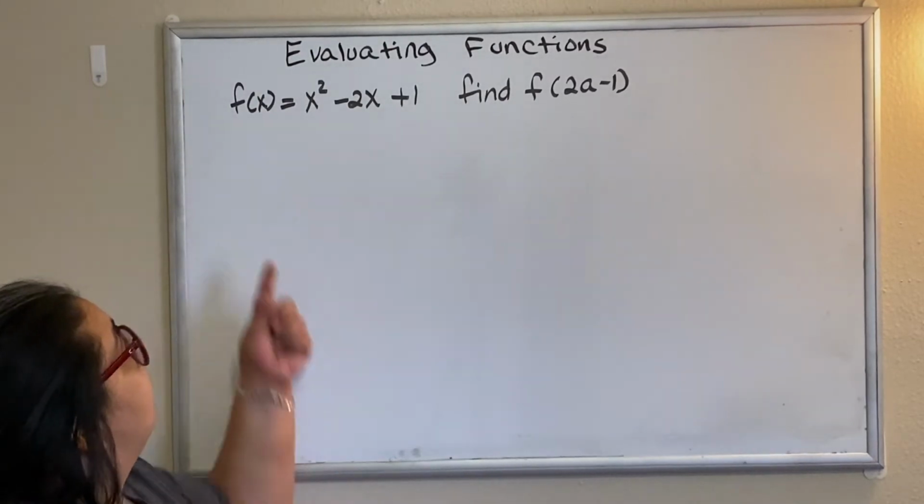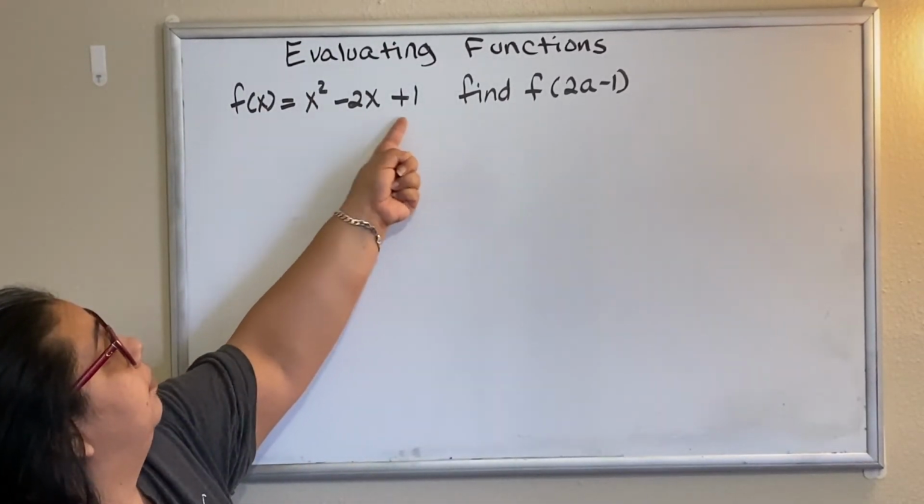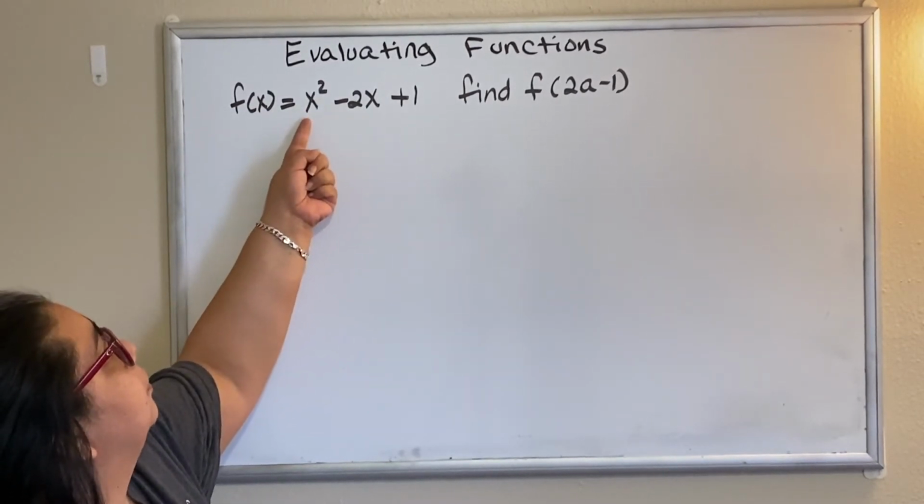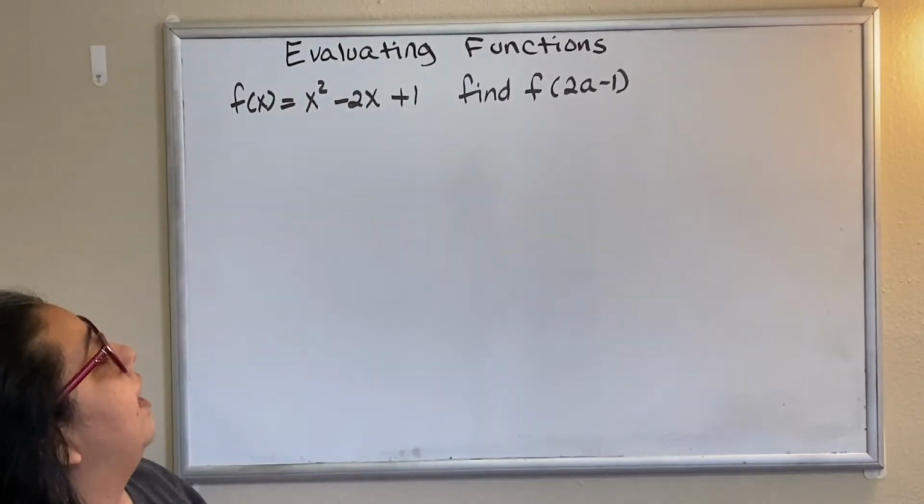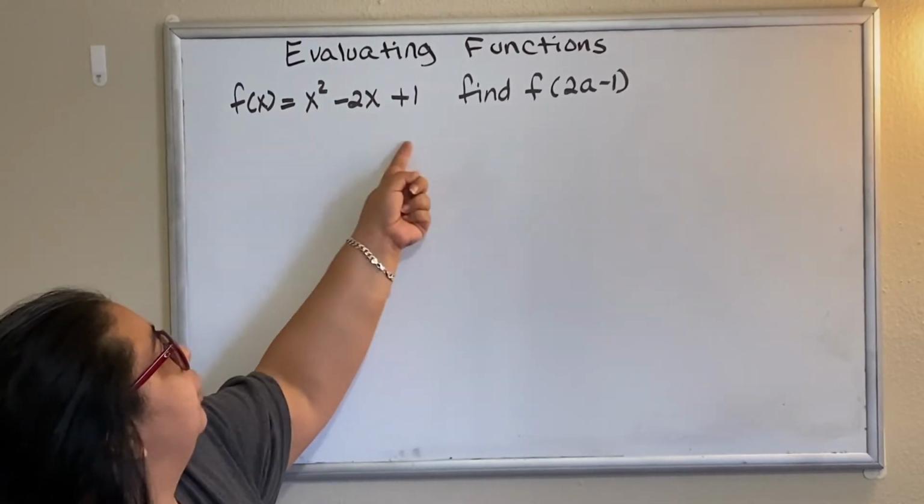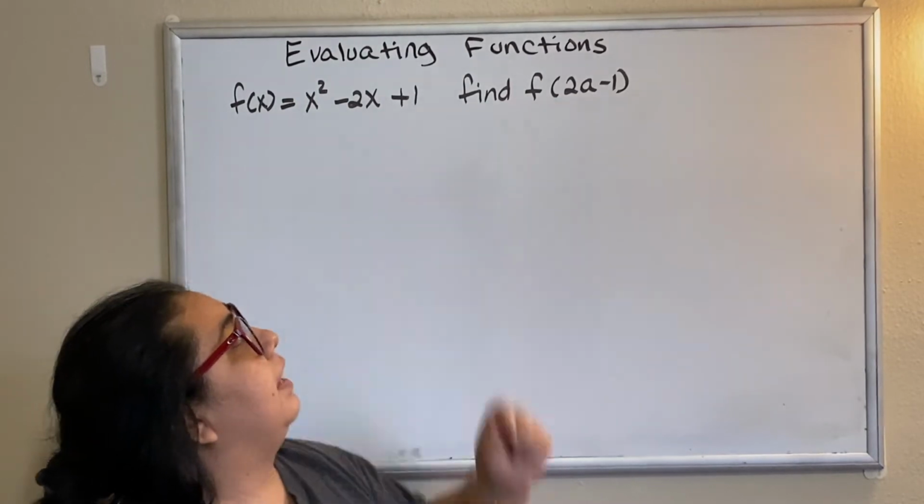Okay, in this next example, we have f of x equals x squared minus 2x plus 1. So whatever input we're putting in, we're squaring it, then we're subtracting 2 times the input, then we're adding 1. And we're going to find what this function equals when we plug in for x 2a minus 1.